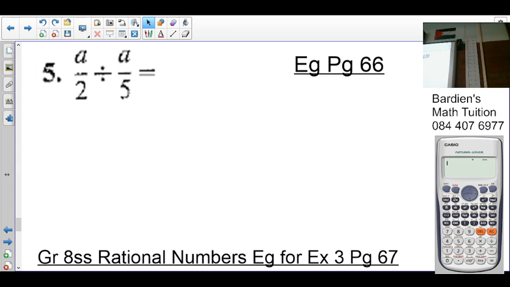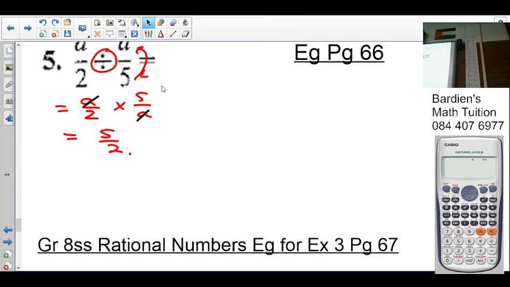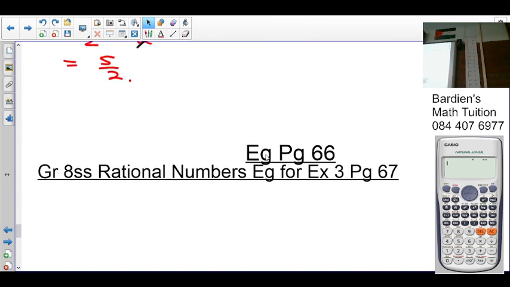Right. So what do we do first? Change to multiplication. So it's tumble and times. So it's going to give you 5 over 8. Anything that can cancel here? Yes. What can cancel? A and A. Otherwise I would have said 5A over 2A. No? So the answer is 5/2. Right, you guys okay with that? Okay, we'll do another one.